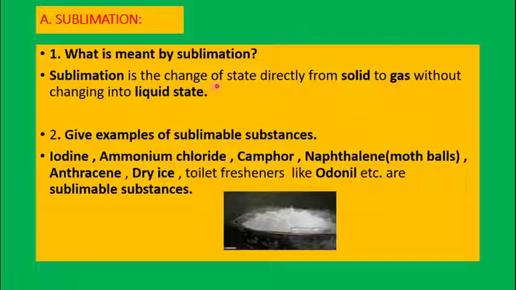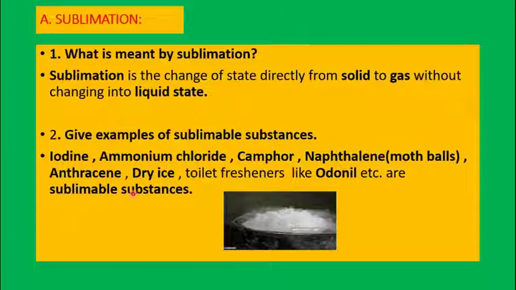Sublimation is a change of state directly from the solid state to gaseous state without changing into liquid state. And there are many sublimable substances known. The examples are iodine, ammonium chloride, camphor, naphthalene, which is nothing but mothballs, anthracene, then dry ice, toilet freshener like Odonil, all sublimable substances.